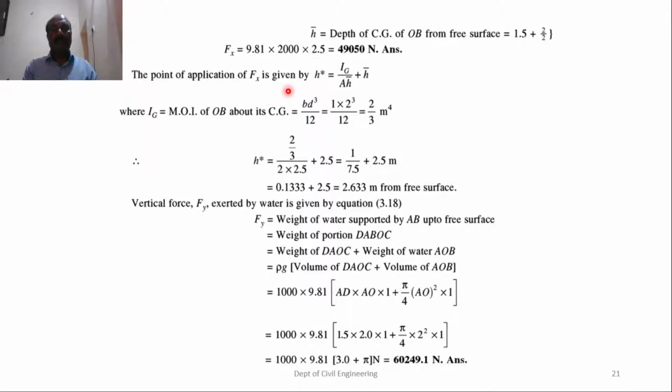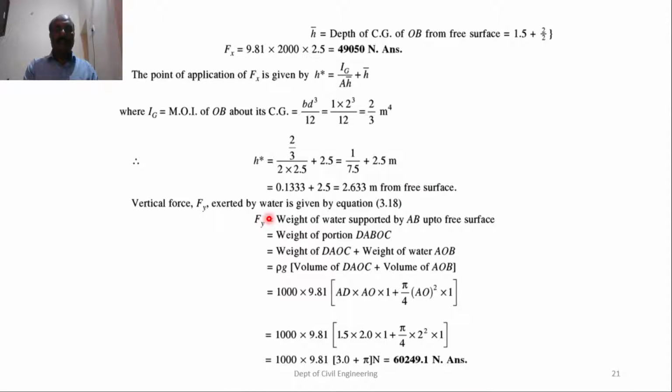The point of application of the total pressure force Fx is given by H star is equal to Ig by A H bar plus H bar. Here Ig is the moment of inertia of OB, which is bd cubed by 12, giving 2 by 3. So H star is 2.5 meter plus the correction, which is total 2.633 meter from the free surface.